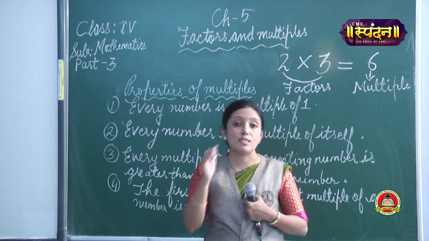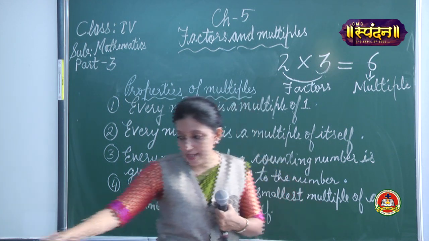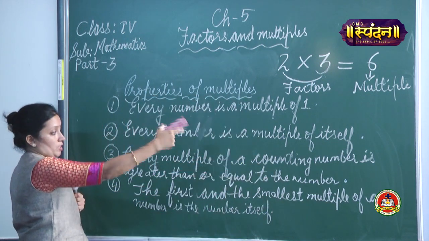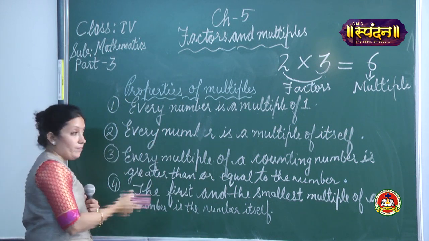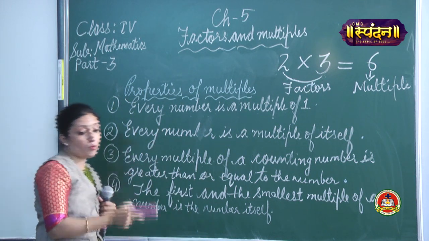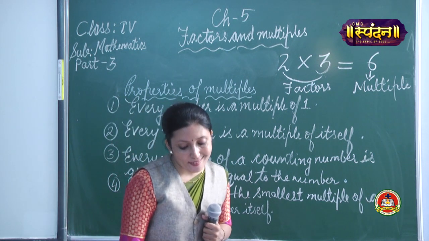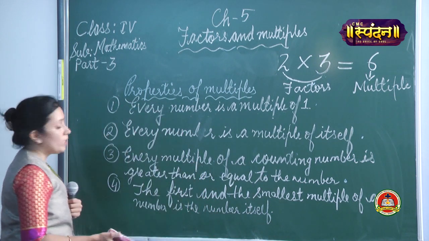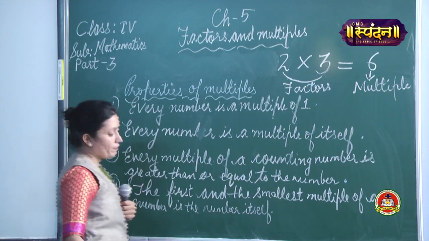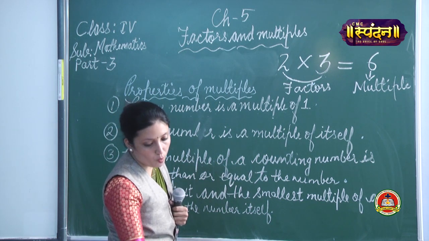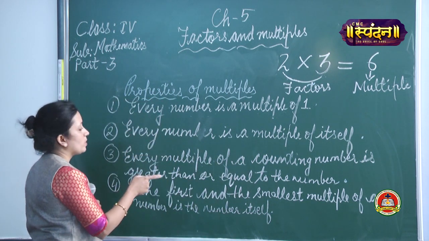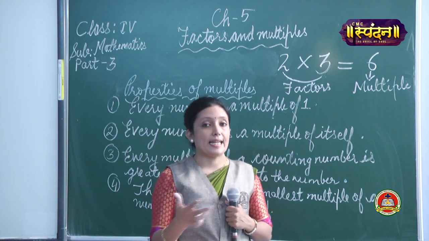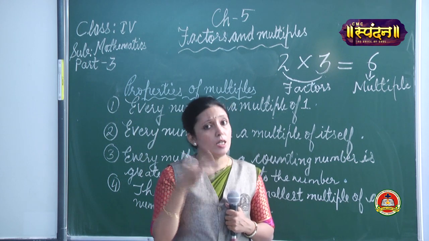Now let me explain with some examples so that it will be more clear to you. This was all about it, and it is already given in your book, so you can note it down from your book also, page number 136, children. Only what is not given is this third property, which I have written here: every multiple is greater than or equal to the number, and it does not have a multiple which is less than that number. A little different, but almost similar.